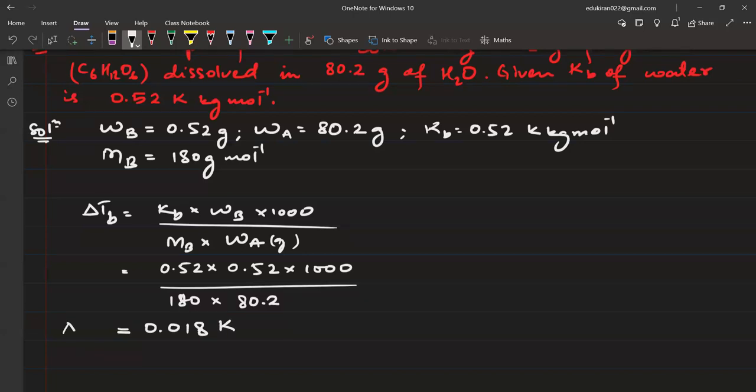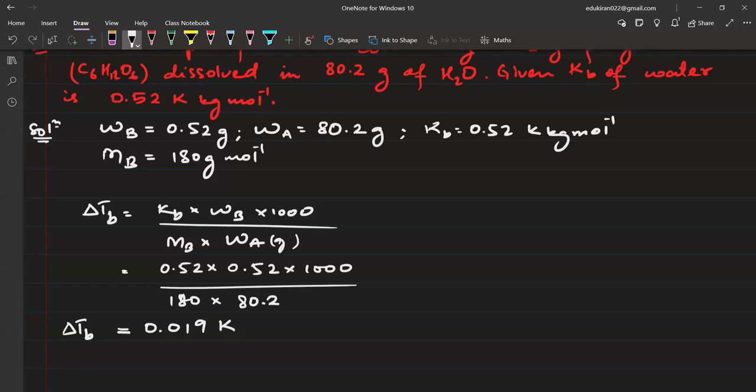Now, please remember that this is delta TB. Up to here you can do it. Now, the major issue we are going to have, let me reconfirm these values here. 0.52 multiplied by 0.52 multiplied by 1000 divided by 180 into 80.2. This is equal to 0.019. Not 0.018 actually, it is 0.019.